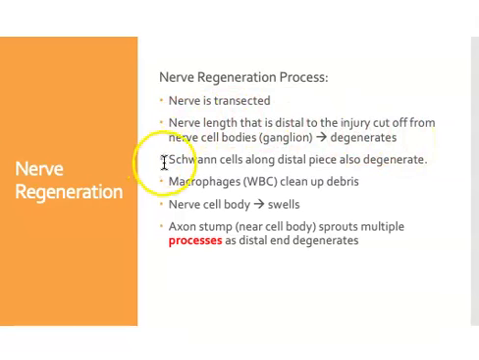The Schwann cells that may or may not be present on that distal piece of the nerve are also going to degenerate if that nerve happens to have myelinated axons in it. Once that degeneration process is done, all the bits and pieces, the leftover material, will be cleaned up by the immune system. Macrophages inside of the immune system will come and clean up all that debris.